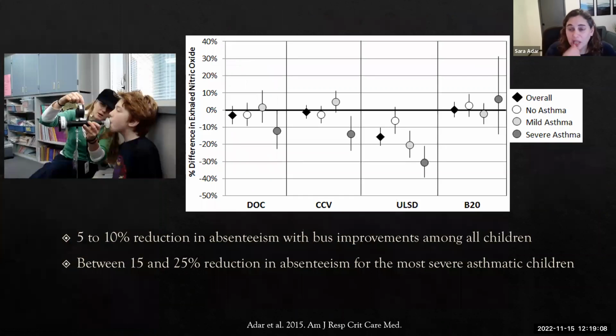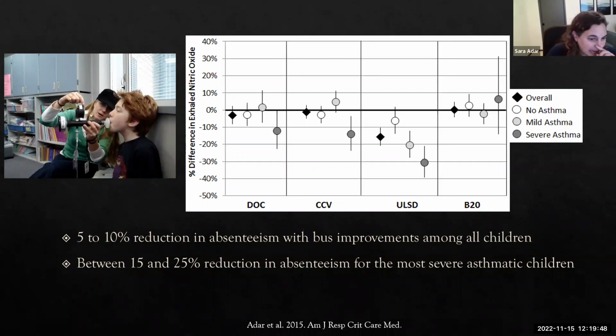Now, we also were tracking the health of 400 kids before and after these switches as well. And notably, we found that installing these DOCs, installing crankcase ventilation systems, and switching to ultra-low sulfur diesel was associated with reduced inflammation in the lungs, as is shown here, and it was especially true among asthmatics.